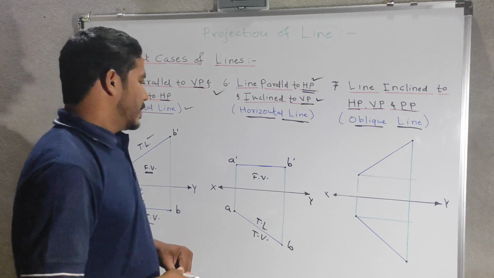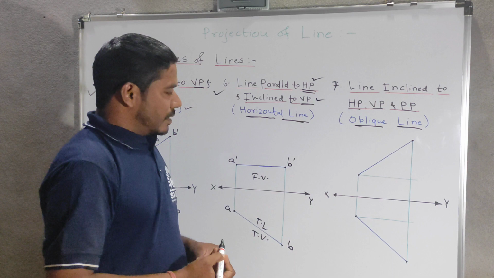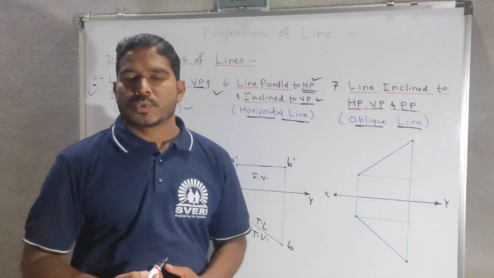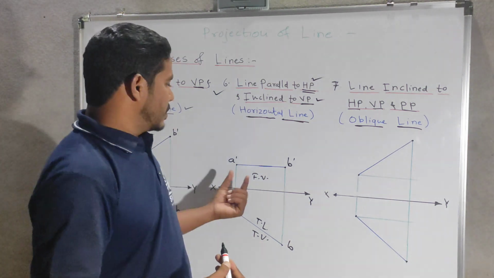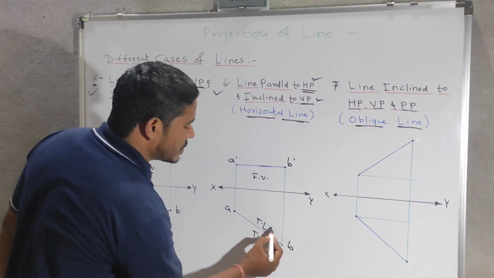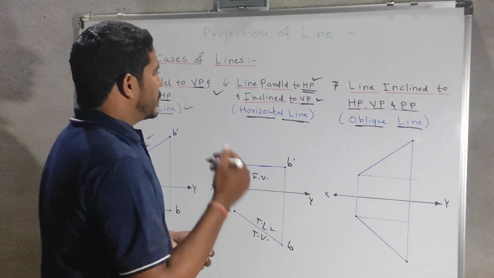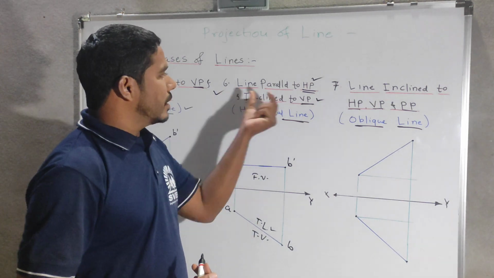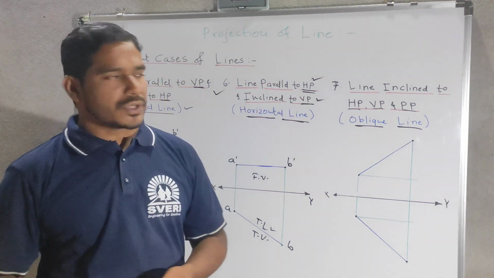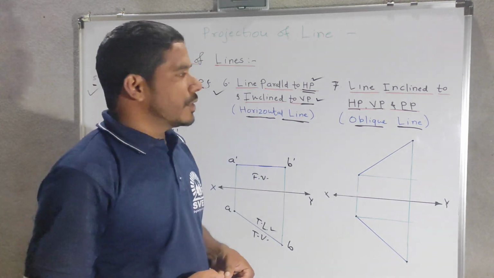What is that conclusion? Whatever the line is, if it is parallel to the XY, then its next view will give the true length of that line. Here the front view is parallel to XY, so its top view will provide the true length. Okay, this is about the sixth case: the line parallel to the HP and inclined to VP, which we call a horizontal line. In short, the front view is parallel to XY and the top view is inclined to XY.